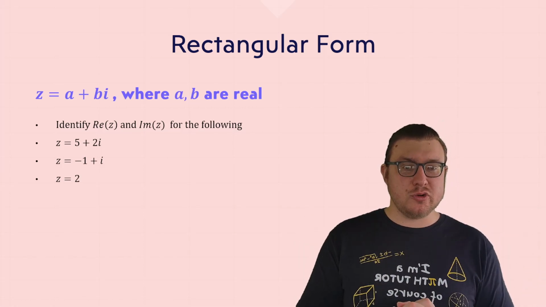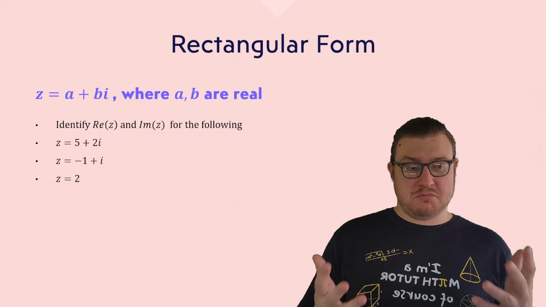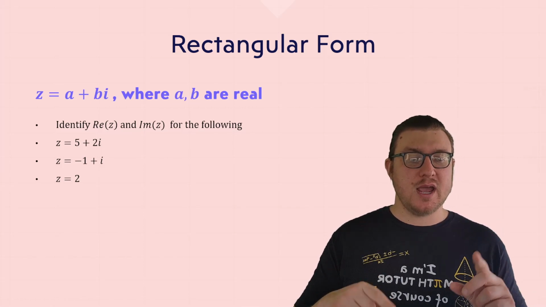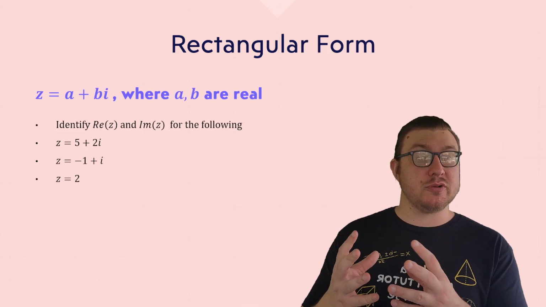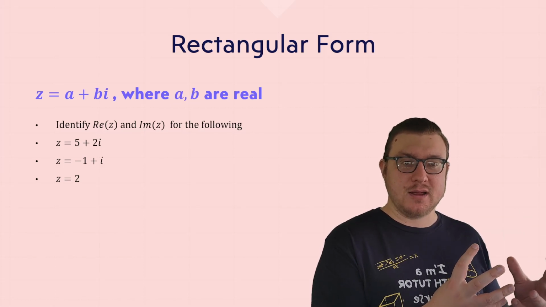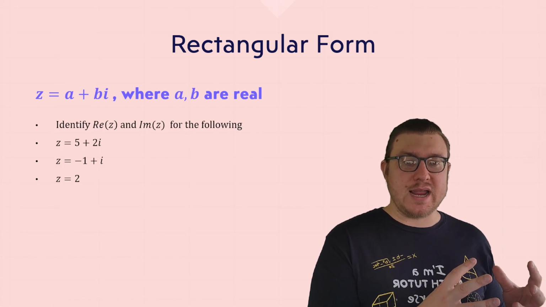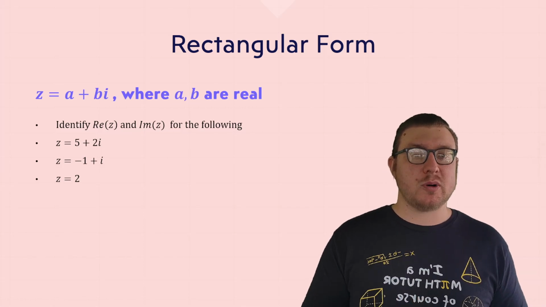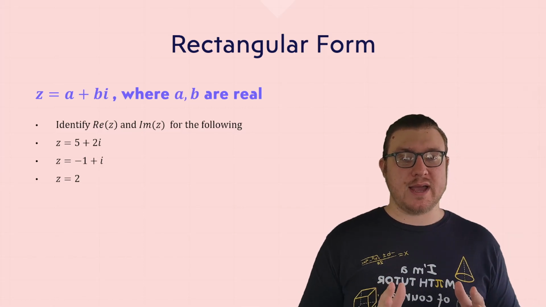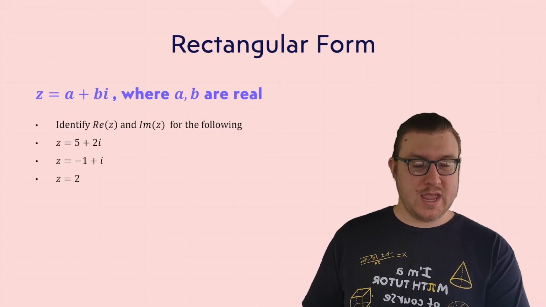What about z is 2? Well, complex numbers need to have a real and an imaginary part. Here we don't have an i, so we just have 2. That's our real part. We still need a plus bi, but in order to get rid of the i, b needs to be 0. So our real part here is 2, and our imaginary part, on the other hand, is 0.